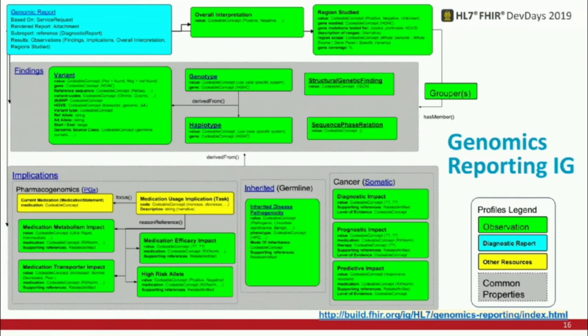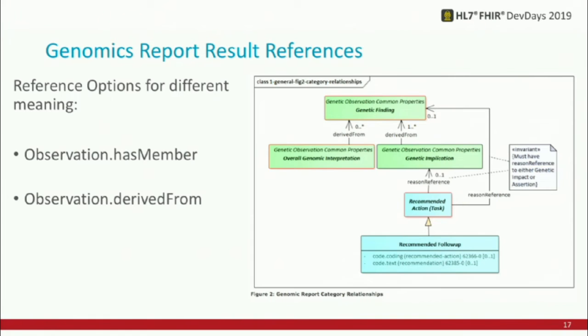So the implications here, you can see, have also split up a bit. There's different use cases here. Largely, there's pharmacogenomics, there's germline inherited disease issues, and cancer somatic issues as well. I'm not going to go too much into this page here, just to give you a big overview. We want to go a bit deeper.